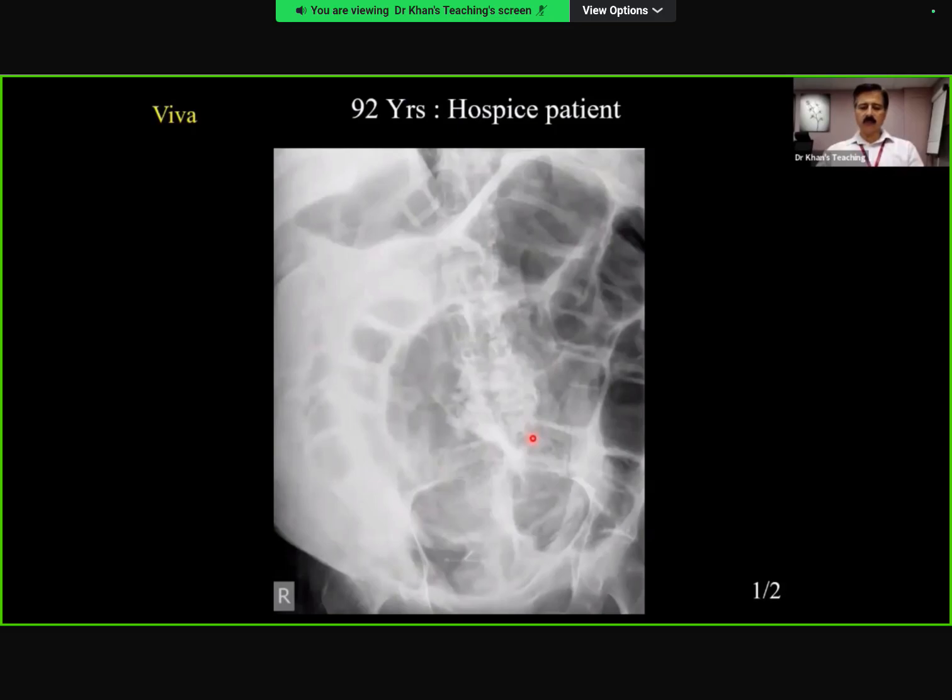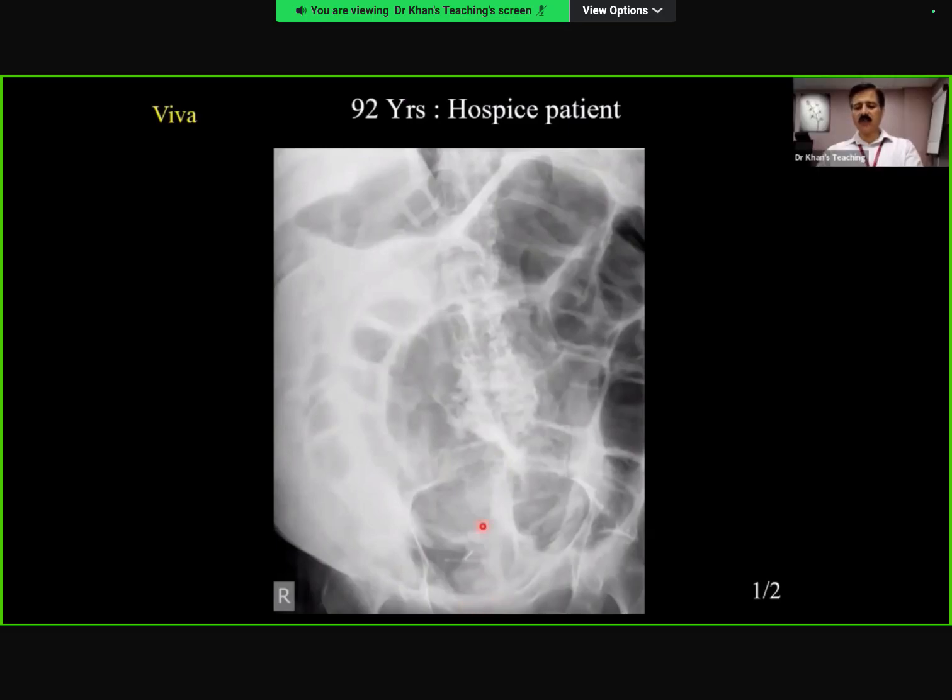Anything else? It could be an ileus. What will you do next? So, if they're concerned and the patient has acute abdominal pain, I'll recommend the CT. CT is the correct answer.